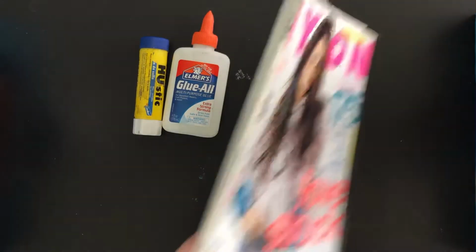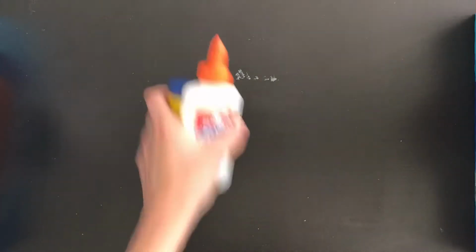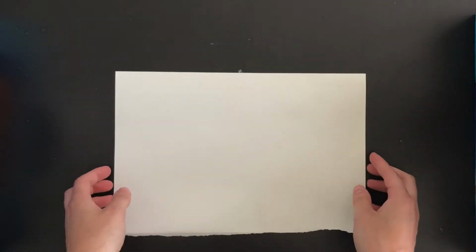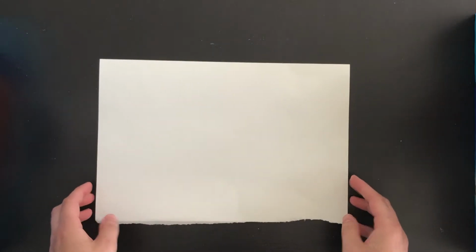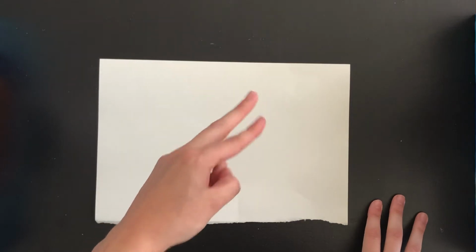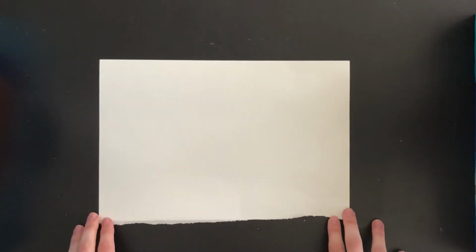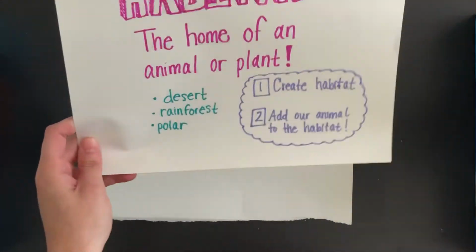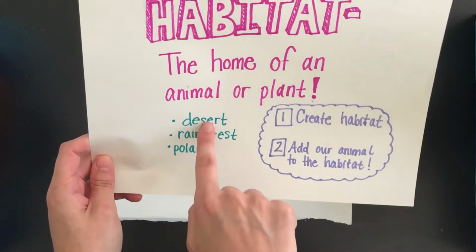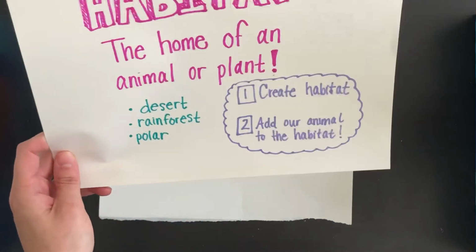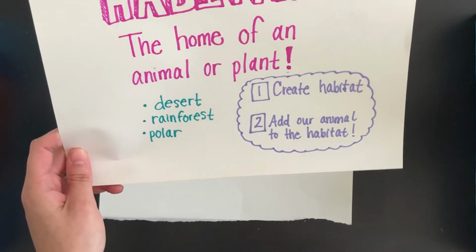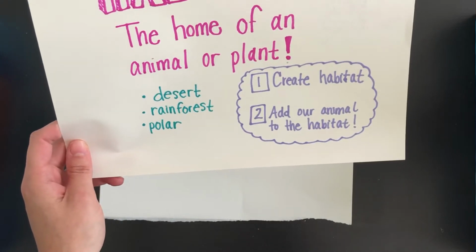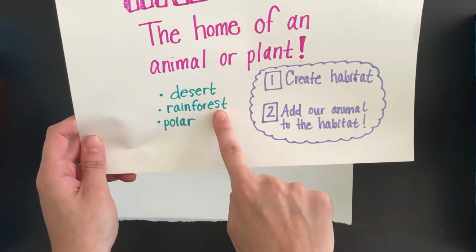So I'm going to start with my background, and my background is just going to be a white piece of paper. Now, if you had a colored piece of paper, you could use that. Oh, you might also want to grab scissors if you have scissors. So, here's my background. Now let's go back to habitat. I'm going to choose one of the three. I think that I'm going to do the rainforest.